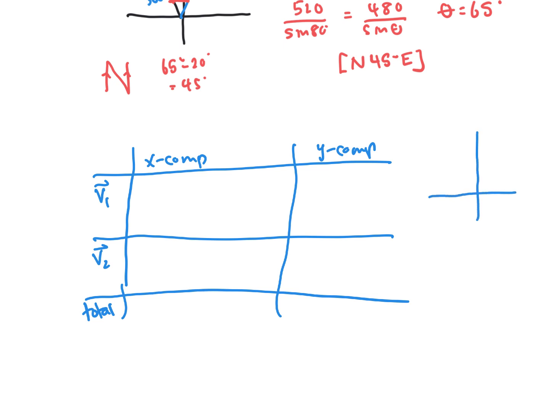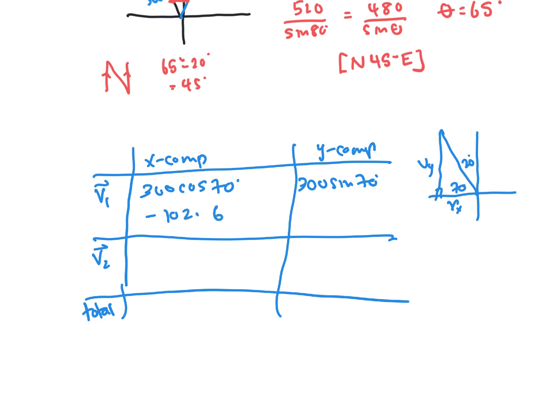So the first leg of the trip, we went north 20 towards the west. So when we connect to the x-axis, we are using a 70-degree angle to find the x and y component. So this leg, we went 300 kilometers at an angle of 70. And you'll notice that the x is going left, so that's going to be negative. So that works out to be negative 102.6, and we're going up, which is positive 281.9.